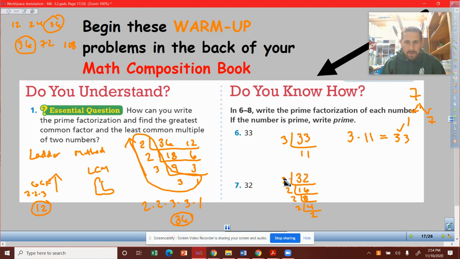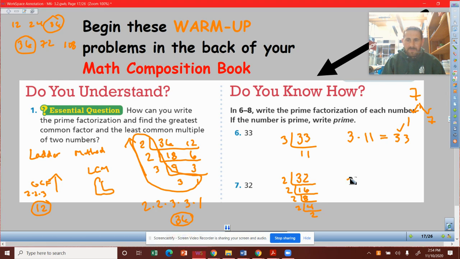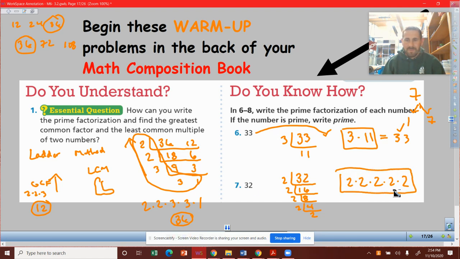2. So we were able to pull out 1, 2, 3, 4, 5 twos, and that would give us 32's prime factorization as 2 times 2 times 2 times 2 times 2. So again, my answer to 33's prime factorization was just 3 times 11. The answer for 32 is 2 times itself, 5 times. And if you want to check it, you just keep multiplying 2 times 2 times 2 times 2. If you did that, you're going to get that to equal 32.